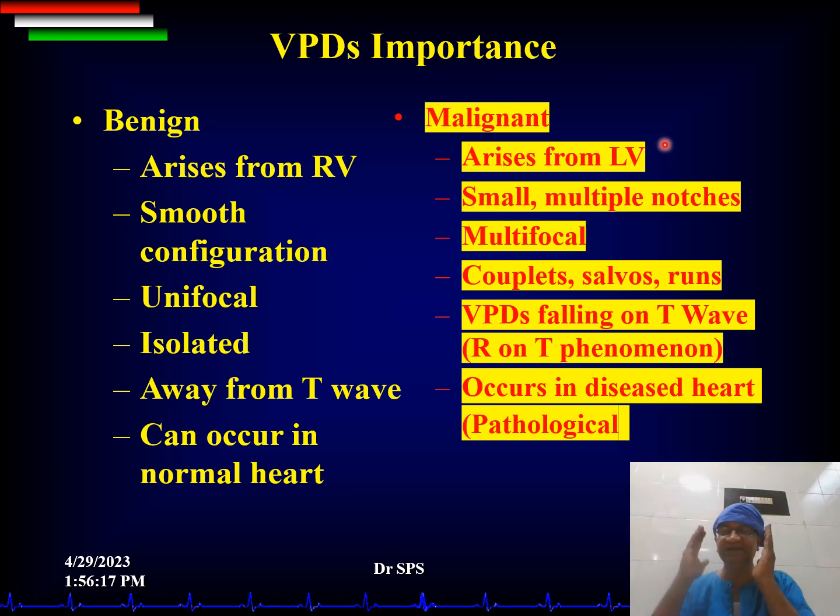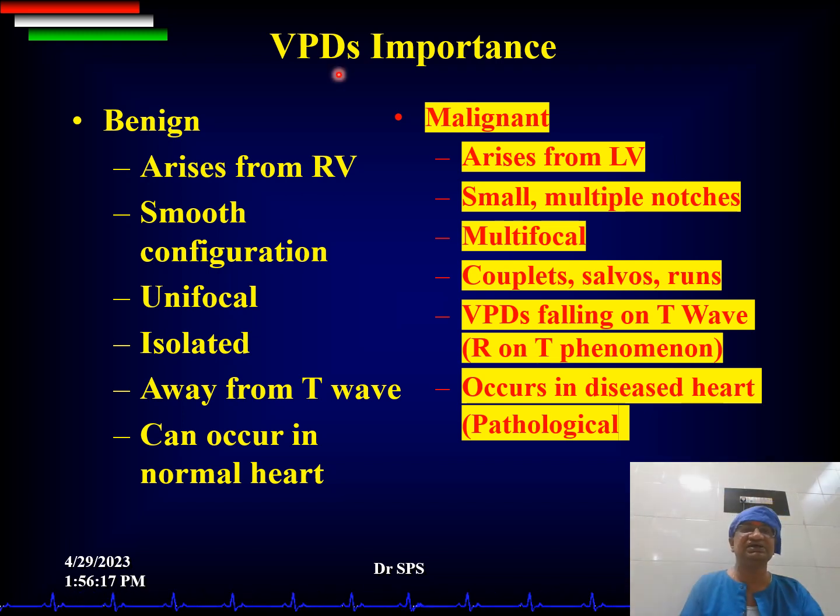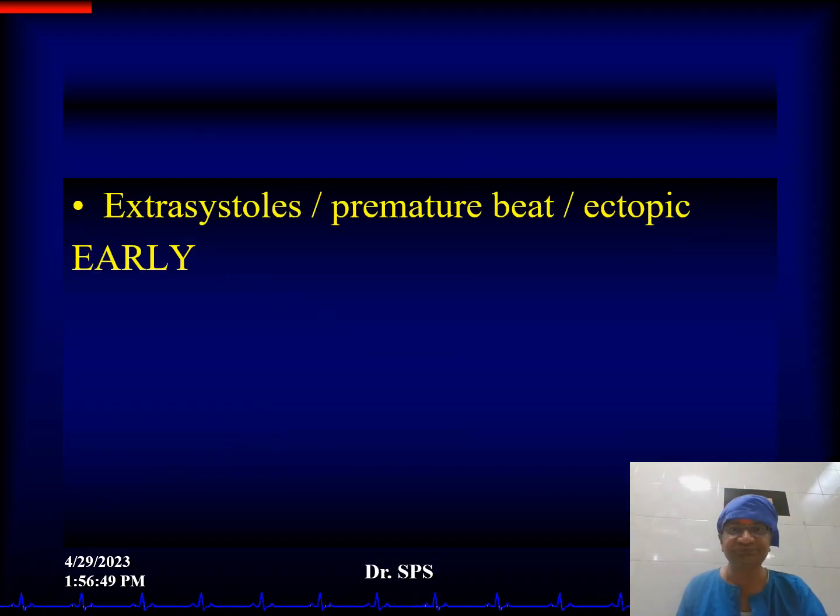Sixes are coming, multiples are coming, couplets are coming. So all these things, in runs it is coming. More than 6 to 10 per minute are coming. Multifocal are coming. Then it is likely to be treated. Otherwise, this can be wait and watch.